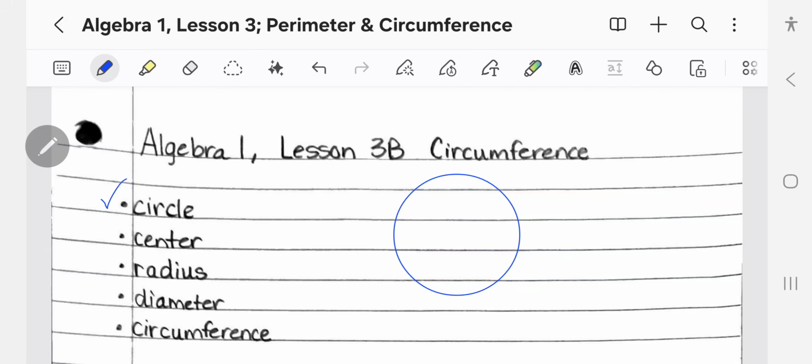And we know what a circle is. You can have a mathematical definition of it, the set of all points equidistant from a center. That center is going to be in the middle. You know what the center is. And that distance that the circle is from the center is called the radius. So the radius is this here, the distance from the center to the circle.